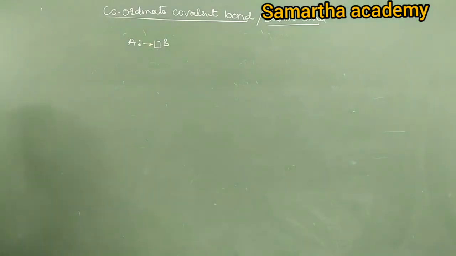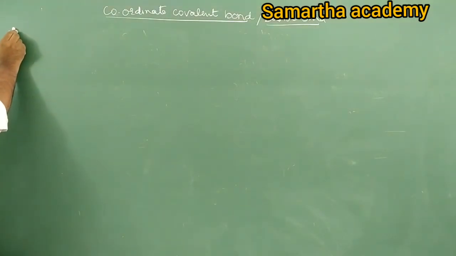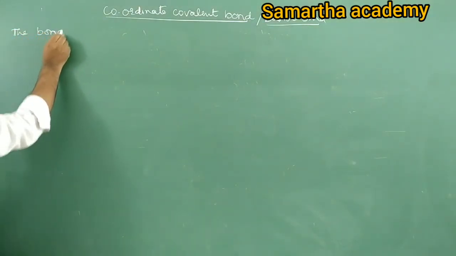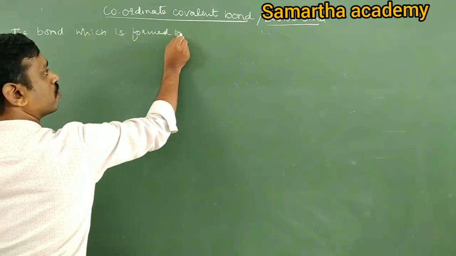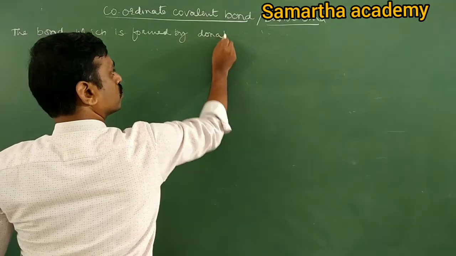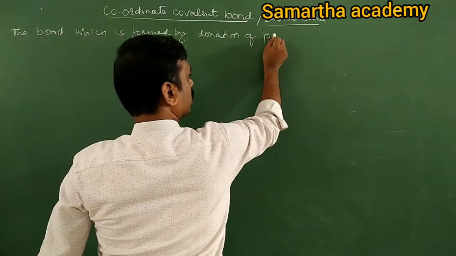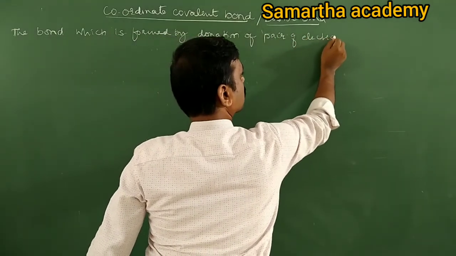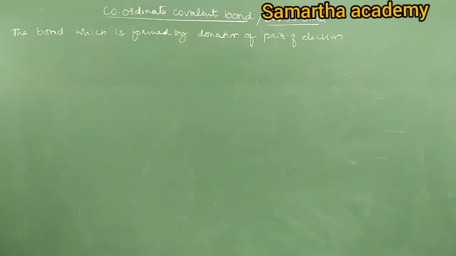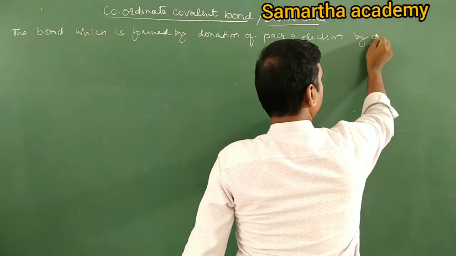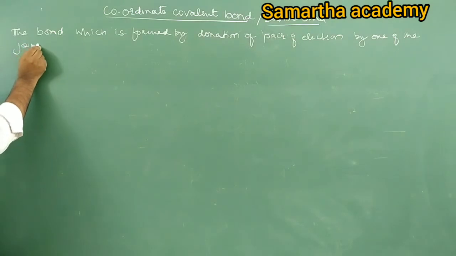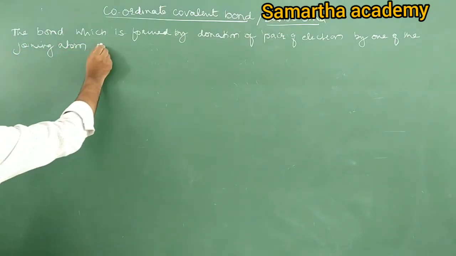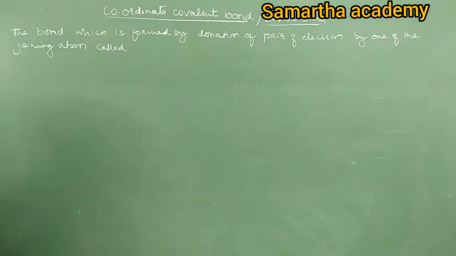So what is the definition of coordinate covalent bond? Write down. The bond which is formed by donation of a pair of electrons by one of the joining atoms is called coordinate covalent bond or dative bond.